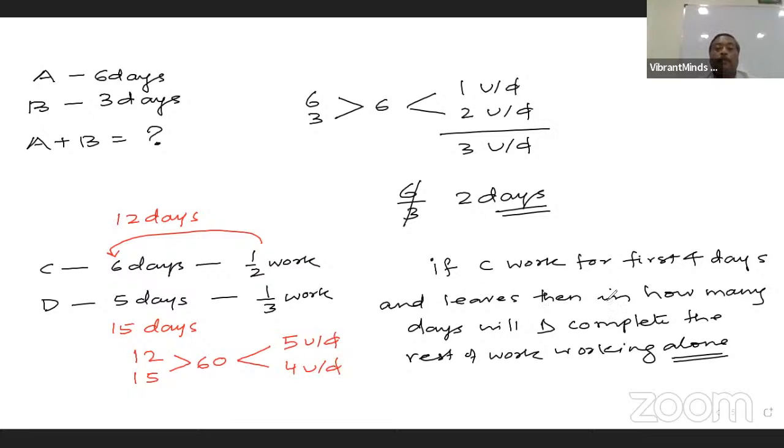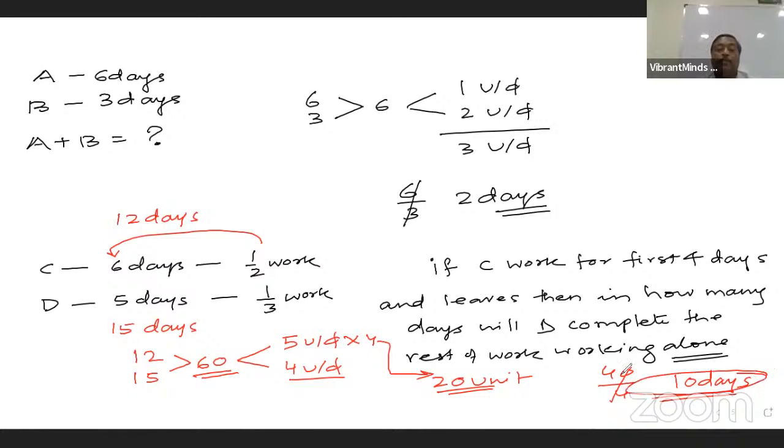Now C has worked for first 4 days. So can I say in first 4 days he has completed 20 units working alone. Remaining units are 40 because 60 units is there. 20 units has been completed, 40 units is there remaining. Who will complete? D with 4 unit per day. In how many days D will complete the rest of the job? And it is 10 days. See how important it is. And this is one of the easiest methods.